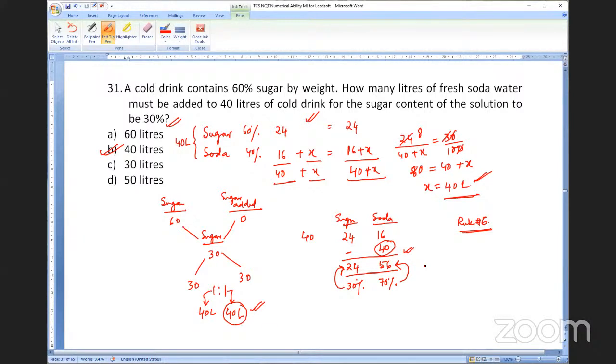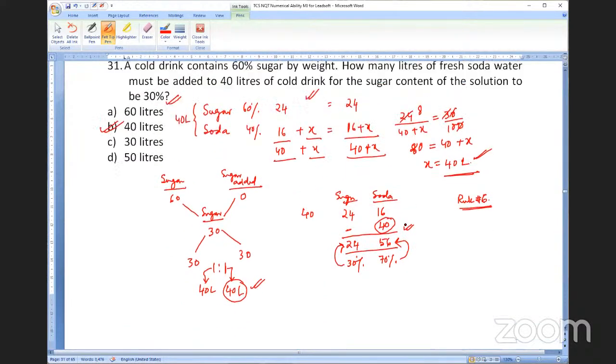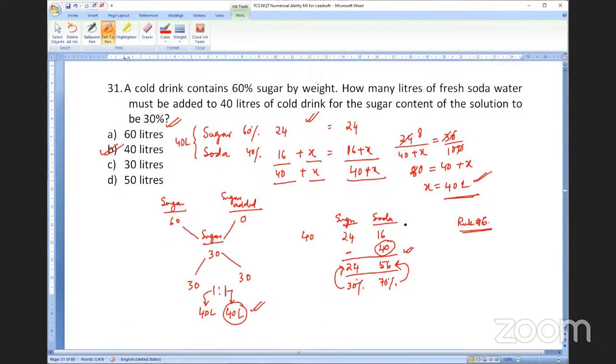Is it fine? Ashwini, Rani? Answer should be 40 liters, option B. Fair enough. See, it is very easy to get the wrong answer. Very easy. Majority of you are getting 60 liters, but that is not good.